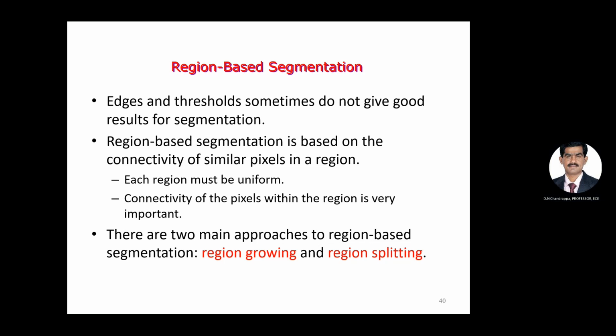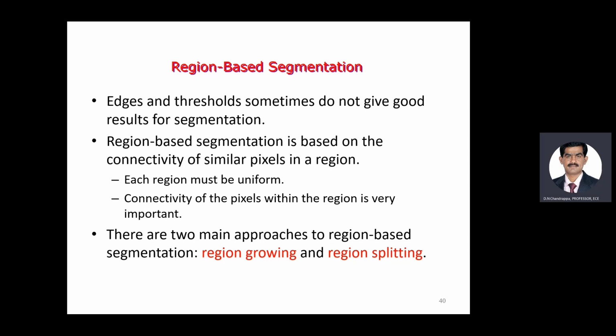One common approach is to compare a pixel with its neighboring pixels. For example, a pixel belongs to some cluster if its neighbors satisfy some similarity criterion. At that time we can use the region-based segmentation method. In region-based segmentation we have two basic operations: one is called merging, the second is called splitting.